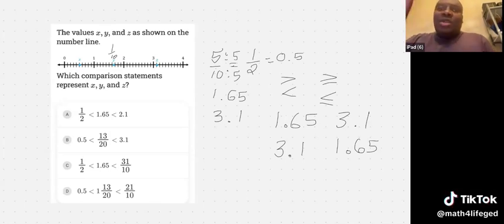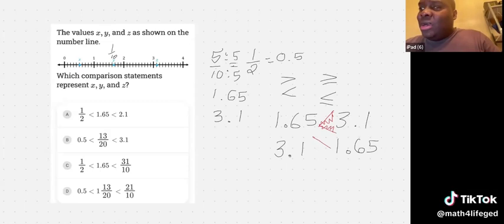So in the first one, let me use a different color, red. The alligator mouth, watch this, eats the largest number, which is 3.1. I can make it look like a mouth for you so you understand. Yum, yum, yum. The alligator mouth eats the largest number. In the second example, the alligator mouth again will eat the largest number. Does it look backward?